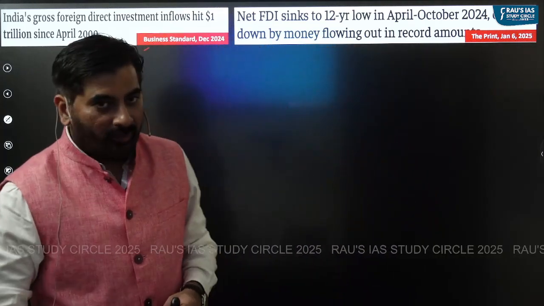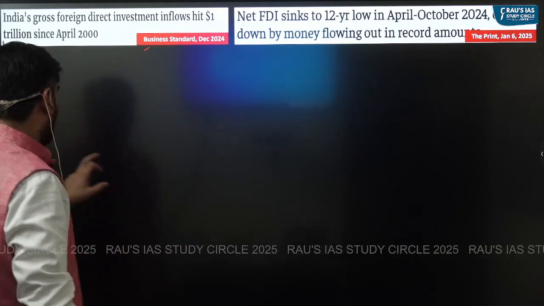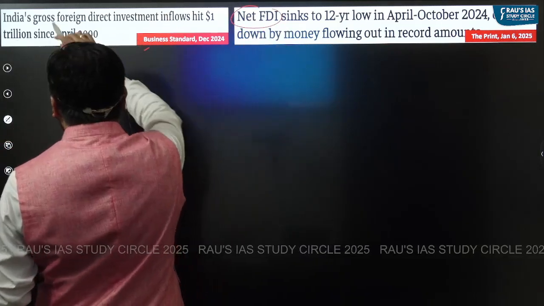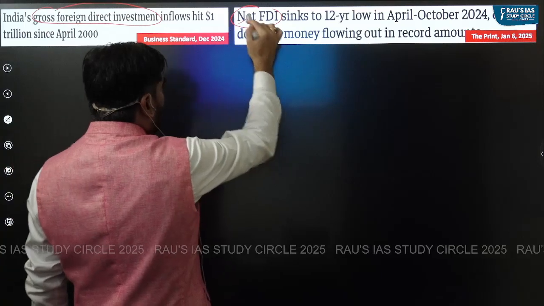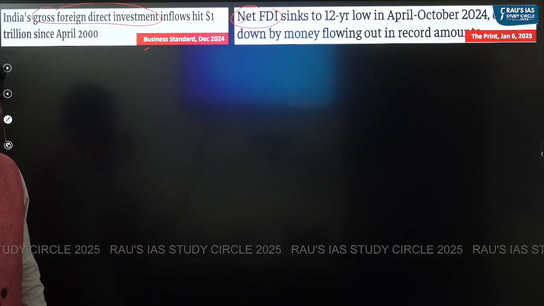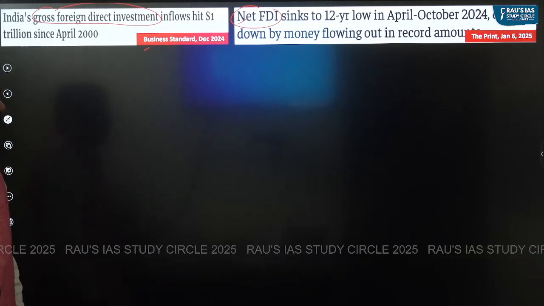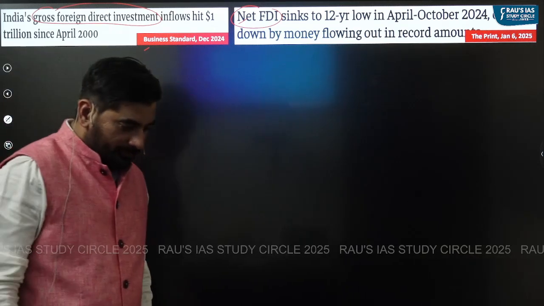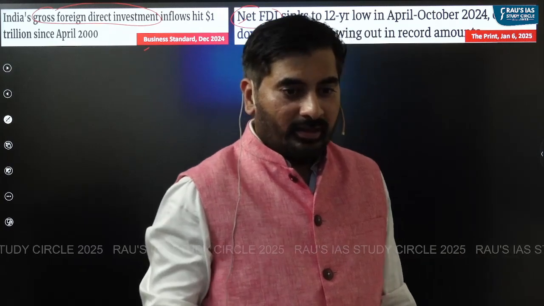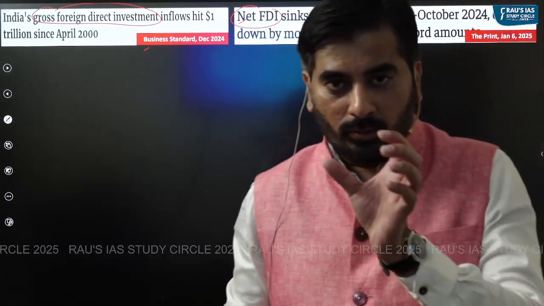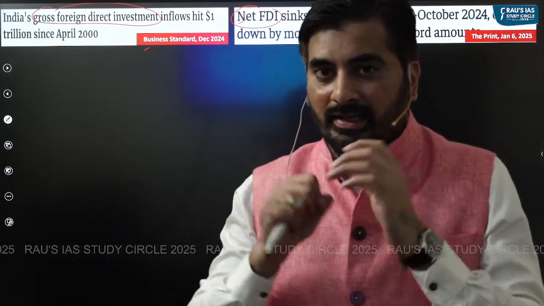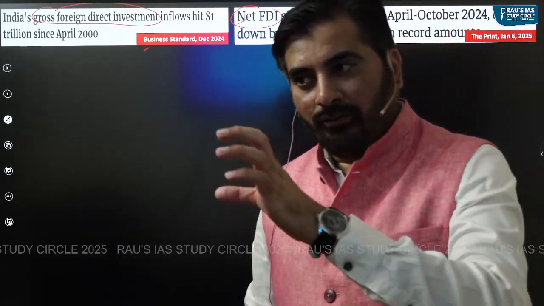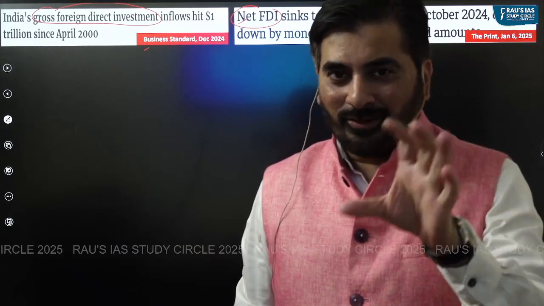The second important development, as you can see, is the net FDI inflows. Here we are talking about gross FDI inflows, and here we are talking about net FDI inflows. The net FDI inflows have sunk to a 12-year low for the period April to October 2024. So far, UPSC has never asked a question related to the difference between gross FDI and net FDI. In the context of the recent developments, which you can see on the screen, the topic of gross and net FDI becomes important. And that is what I'm going to cover.